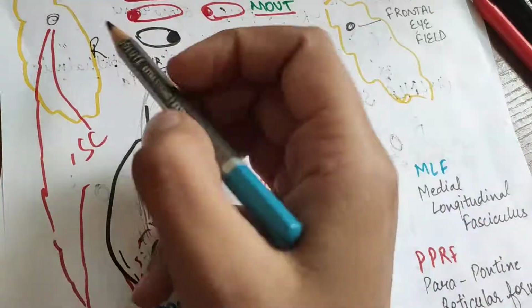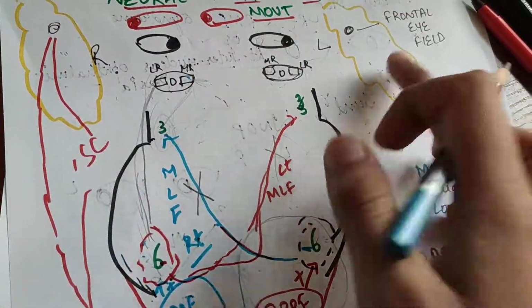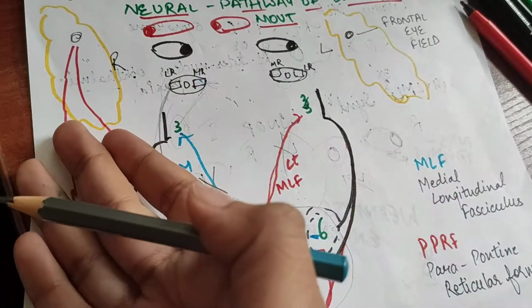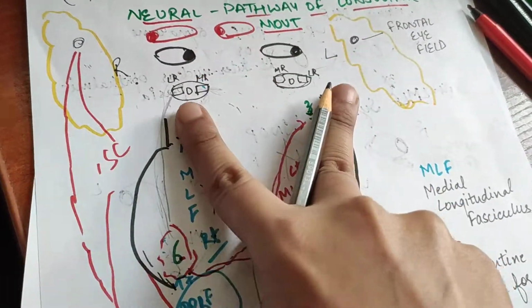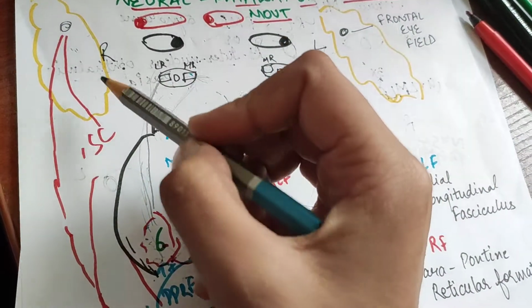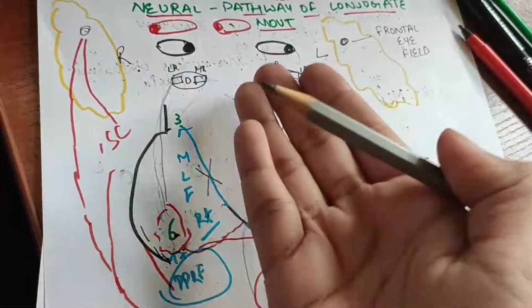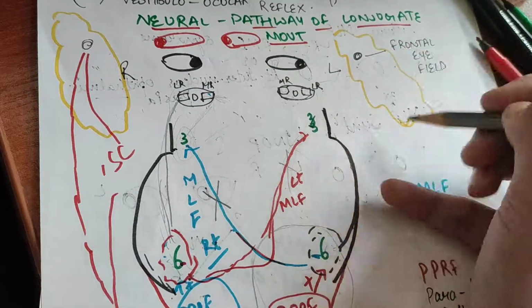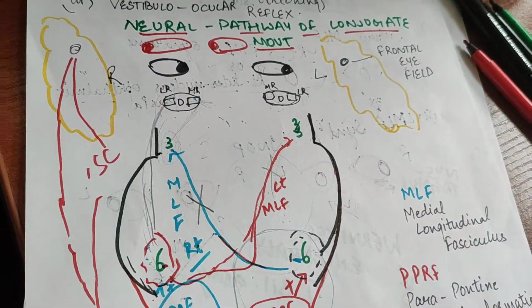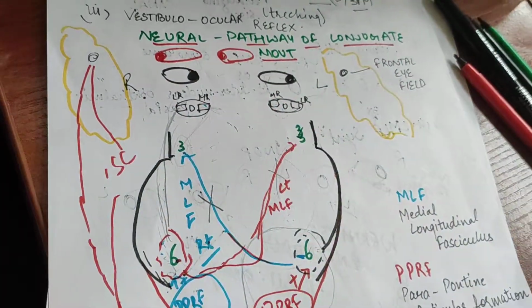But if this is destroyed, then this will work and the eyes will look towards the destruction, because there should be two equal actions. If this is working and this is destroyed, the eyes will look towards the destruction, because the contralateral frontal eye field wants the eye to move away from it.